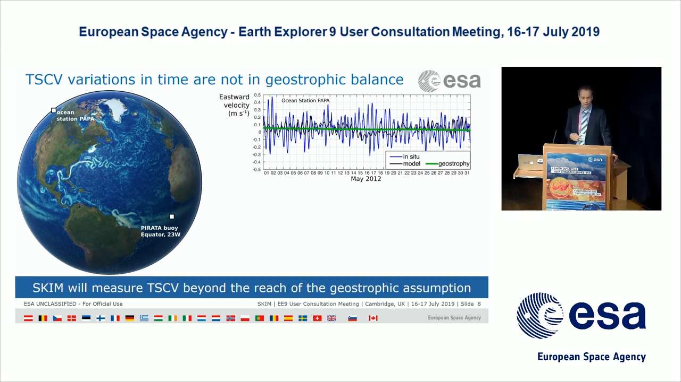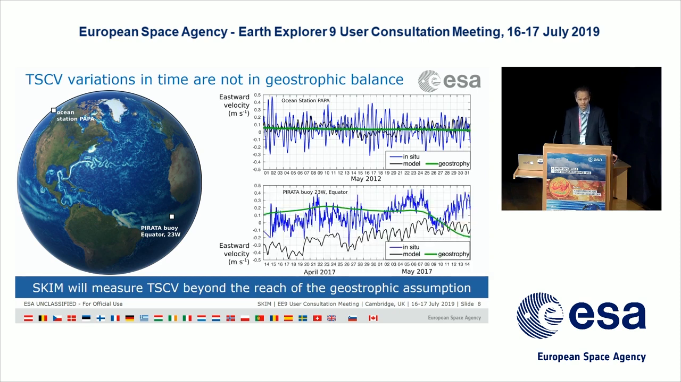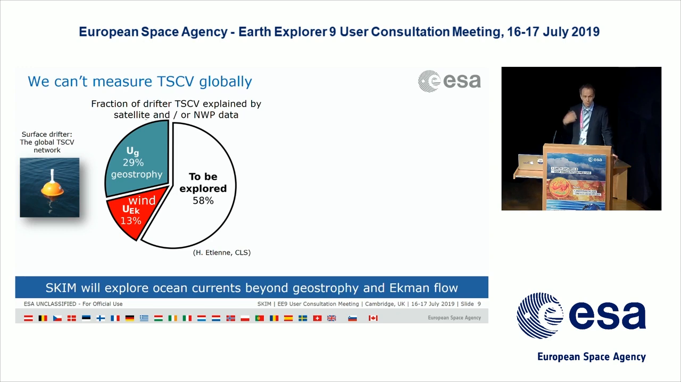The situation is much more dire in the tropical Atlantic at the PIRATA buoy. Here, the model doesn't agree at all with the observations. And the geostrophic estimate is way off on the variability. Now, we do have surface drifters also to measure the flow at the surface of the ocean. And indeed, when we recently analyzed a data set of 20,000 of those surface drifters, we found that only 40% of their velocities could be explained by either the geostrophy derived from the sea surface height or the Ekman, so the wind stress from numerical models.